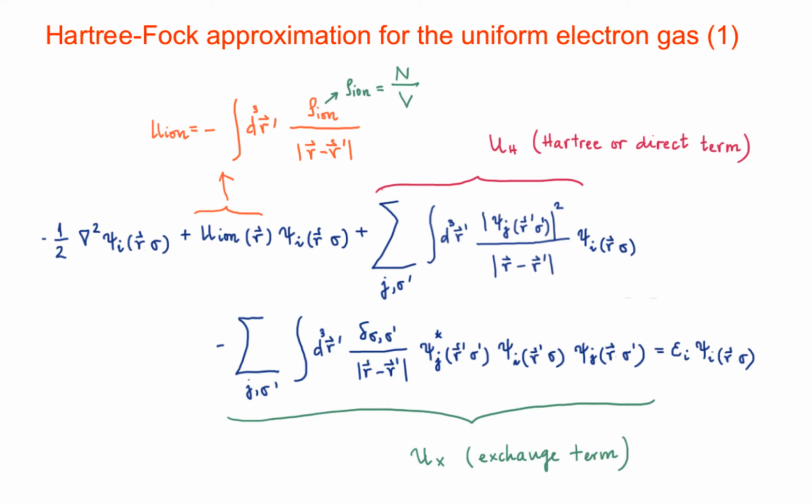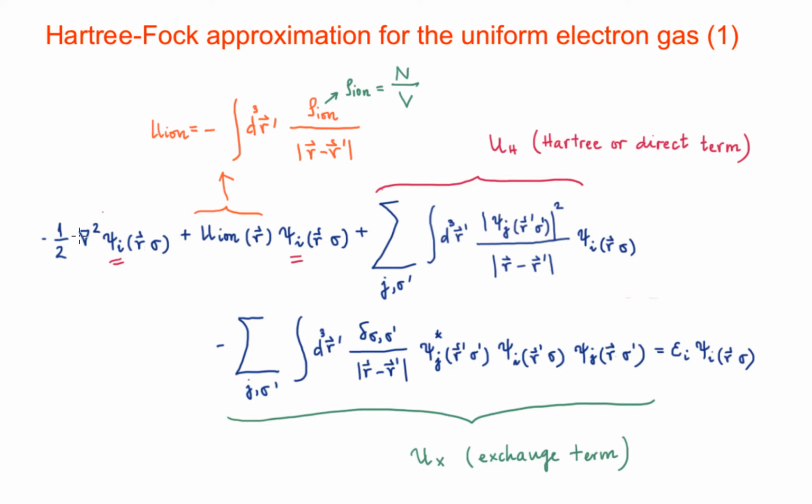Here we are going to apply the Hartree-Fock approximation for the uniform electron gas. So first, let's remember the Hartree-Fock equations that we already got. These are the equations that we need to solve in order to get an expression for the electronic wave functions. So again, let's remember the different terms arising here.